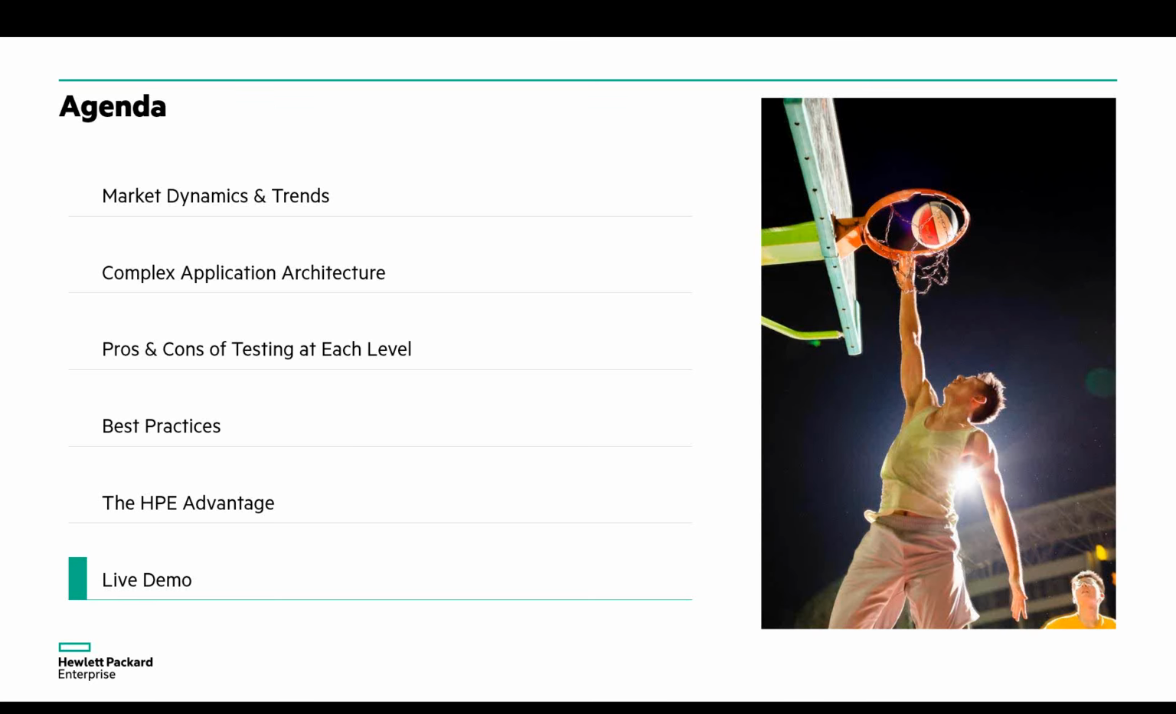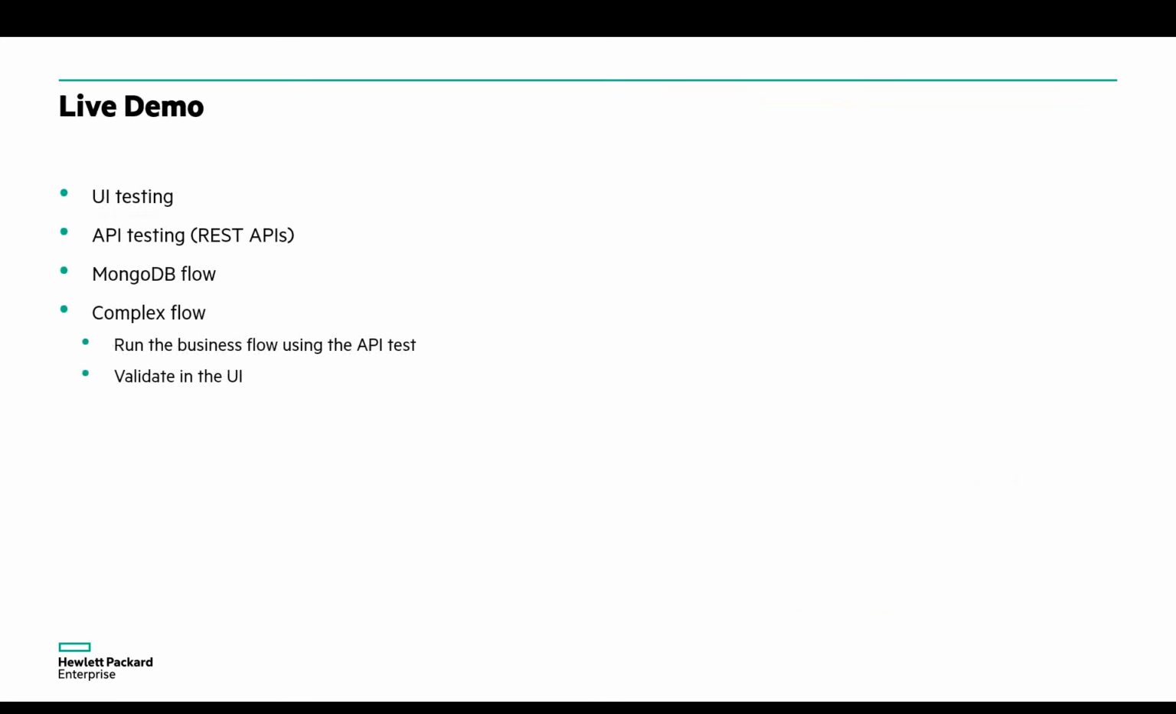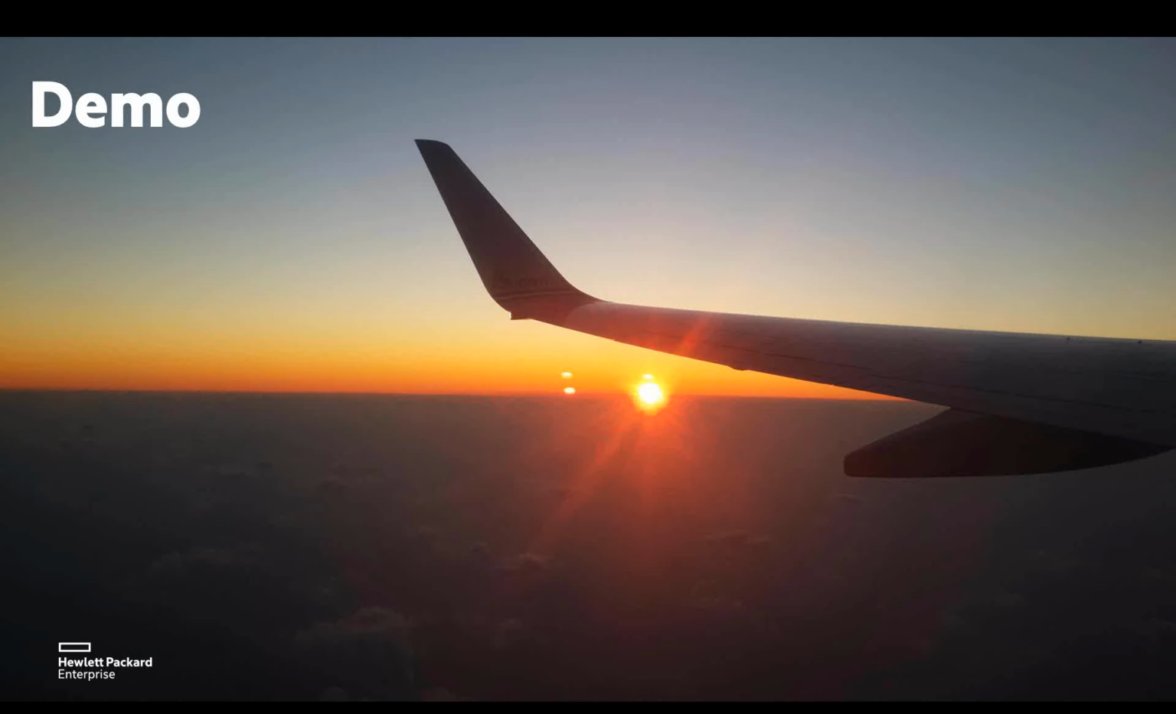Okay, which now leads us to the live demo. In the live demo, what I will present is a basic flow of how to test the UI of my application. I will then move to testing the API using the REST APIs of the system. I will show how you can access a MongoDB flow using UFT, and then we will finish with a complex flow which shows how I'm running the business flow using the API test, and then I'm validating it in the UI. But before I drill into the demo, I think it's a good time to stop for any questions up till now.